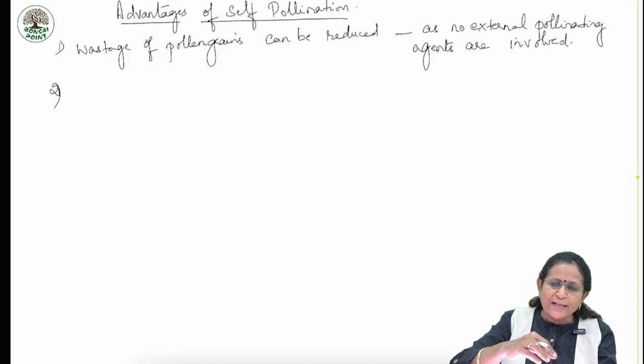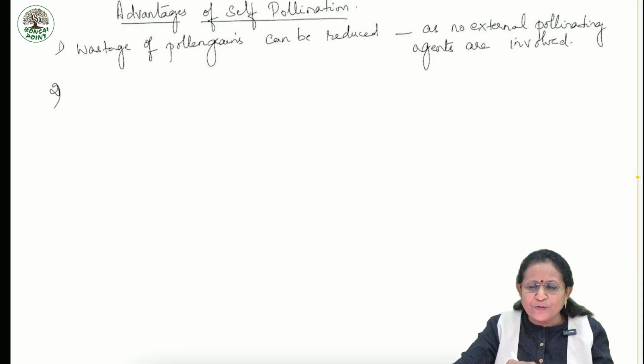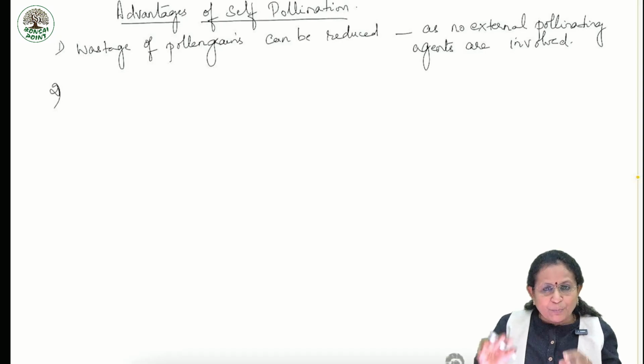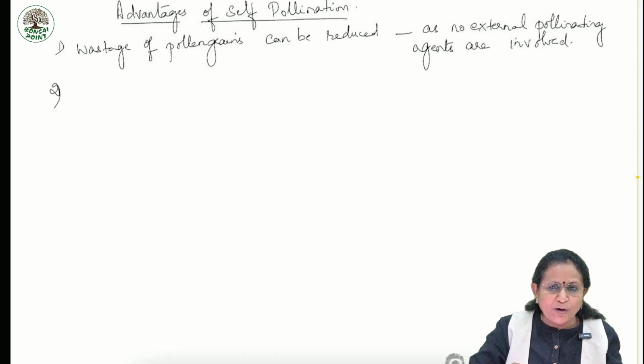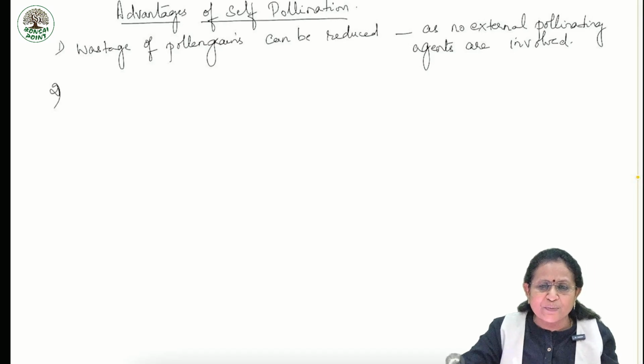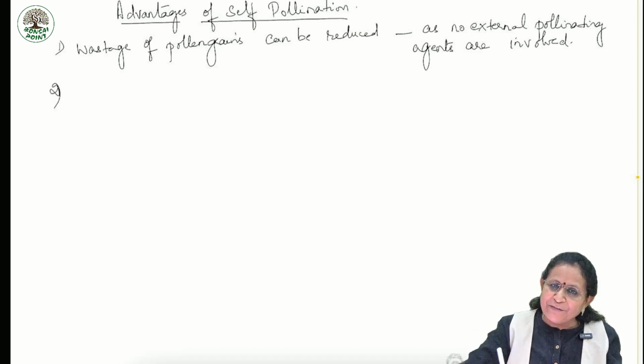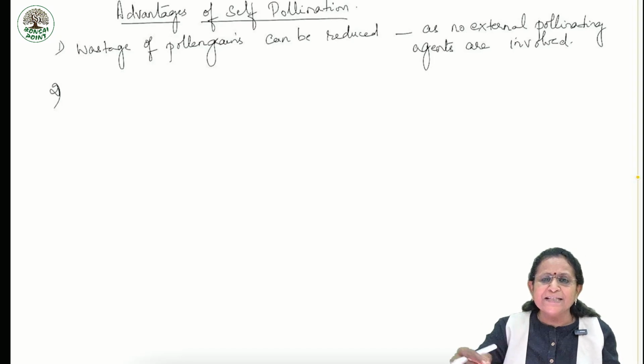Since the pollen grains are being transferred from the anther onto the stigma of the same flower, no external agents are involved here. Suppose an external agent is involved, plenty of pollen grains must be produced, an enormous amount of pollen grains must be produced and many of them go as a waste. That's what we are telling here, wastage of pollen grains can be reduced since no external pollinating agents are involved.